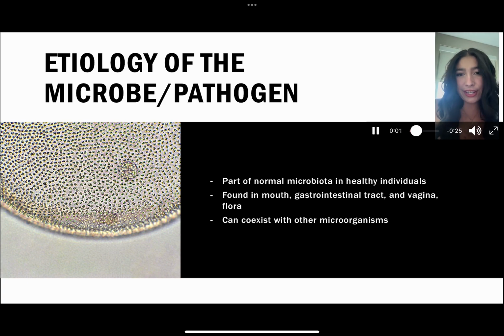Now moving on to the etiology. This pathogen is a part of the normal microbiota of healthy individuals. It commonly resides in areas such as your oral cavity, gastrointestinal tract, and in your vaginal cavity. Under normal circumstances, this fungus is not pathogenic and can coexist peacefully without causing any disease.